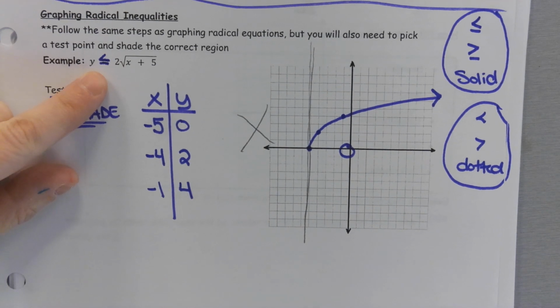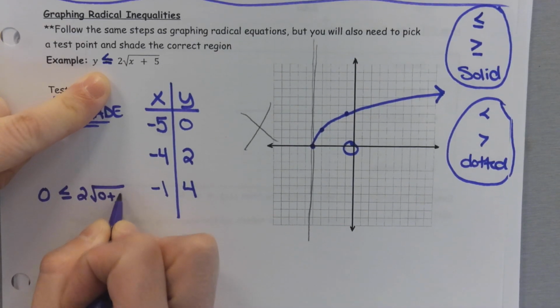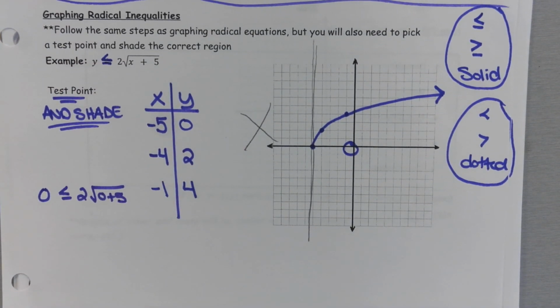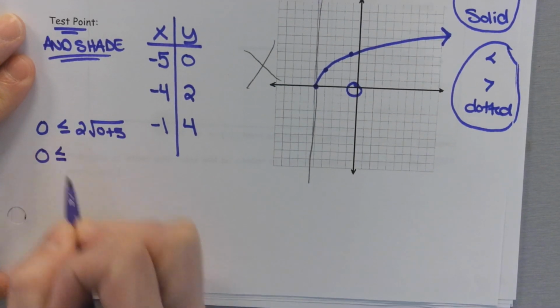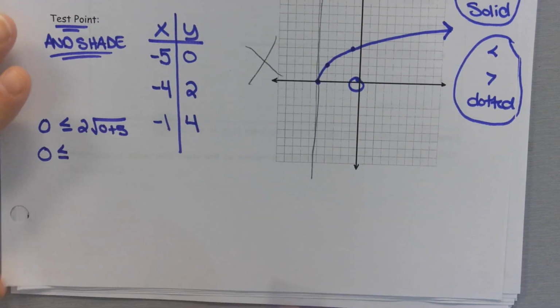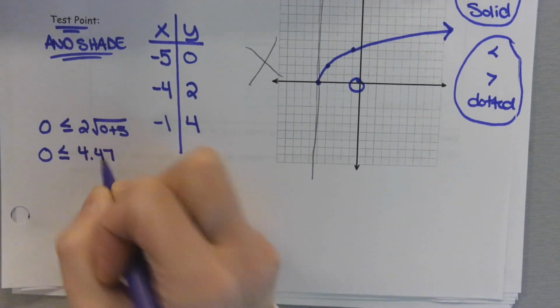All right, let's plug it in. So I'm going to plug in 0 for y, and I'm going to plug in 0 for x, and I'm going to see if it gives me a true or a false statement. So I get 0 is less than or equal to 2 times the square root of 5. So is 2 times the square root of 5 going to be less than or bigger than 0? It has to be, right? Because it's not going to be negative. So this is going to give me a true statement. For giggles, let's just figure out what the number is. So this is going to give me 2 square roots of 5, which is 4.47-ish.